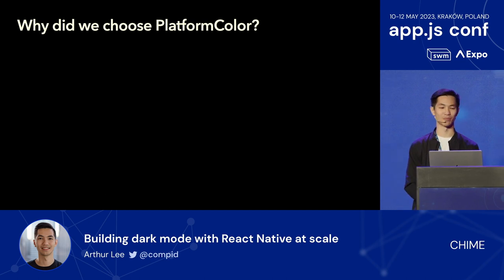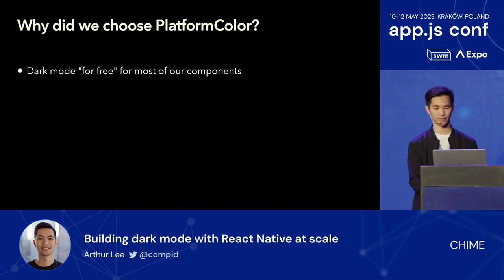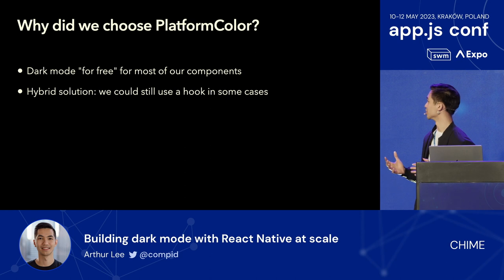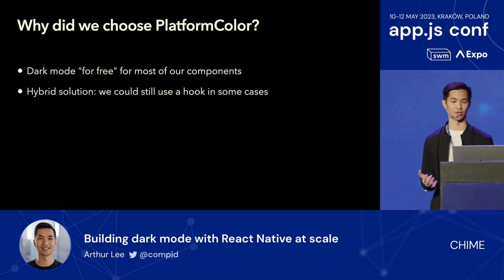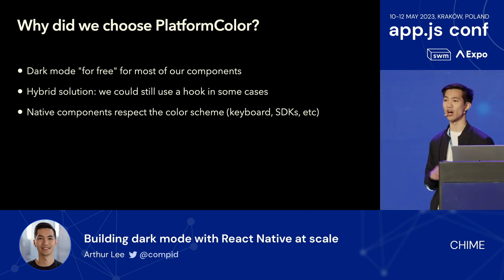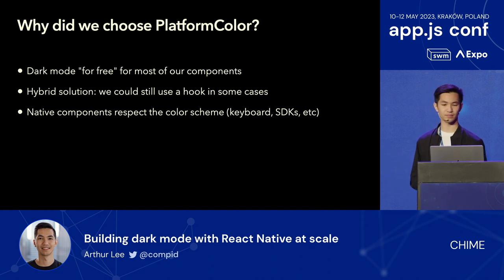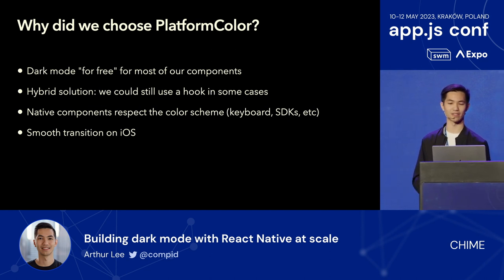So why did we choose platform color at Chime? We got dark mode pretty much for free for most of our components. It was a hybrid solution, so we were still able to fall back to the more traditional hooks-based approach for the components that didn't work with platform color. And because using platform color required us to set the color scheme at the native layer, a bunch of native views, like keyboards and third-party SDKs that might have native views, all of those get dark mode automatically, if they support it. And last of all, there's this smooth transition on iOS, which is a really delightful user experience.